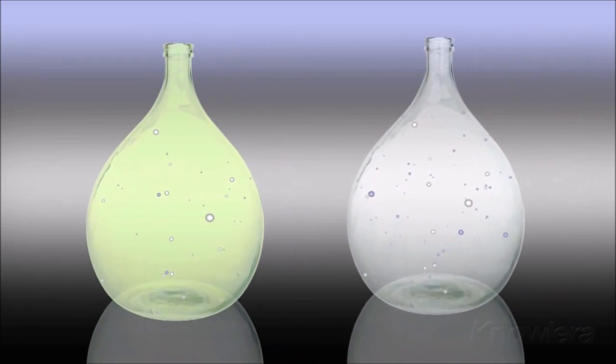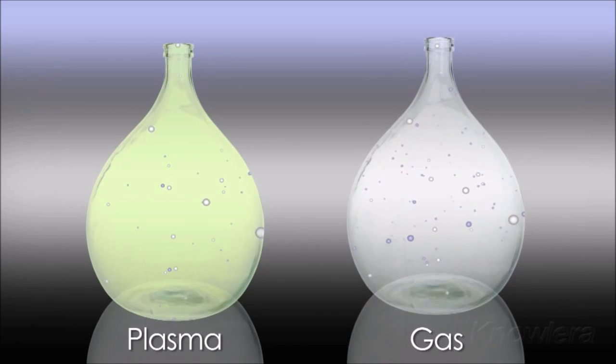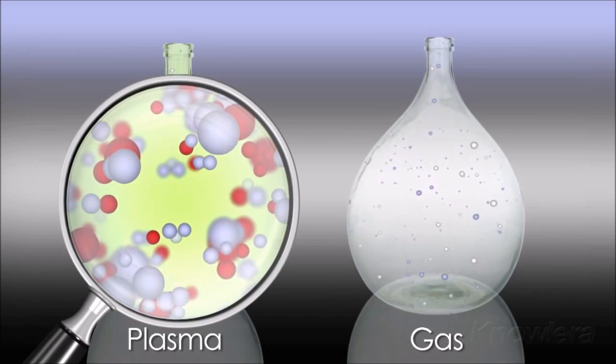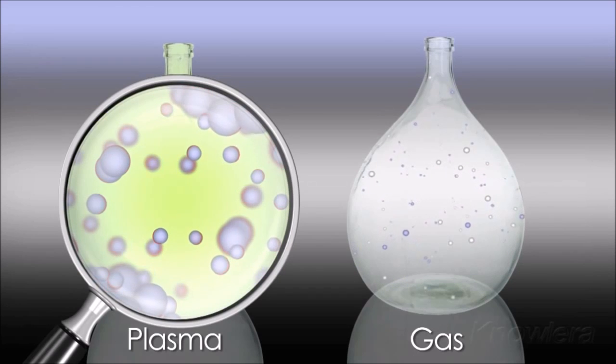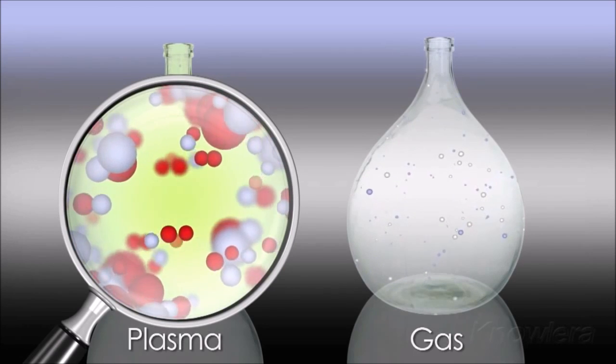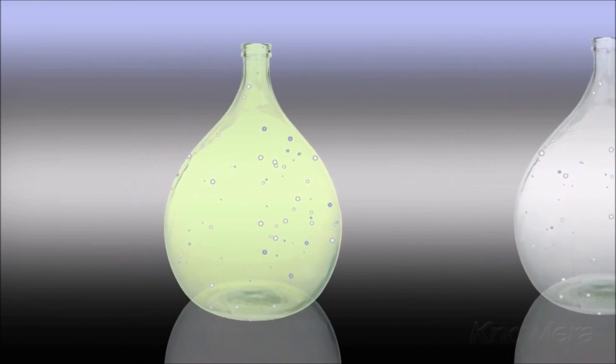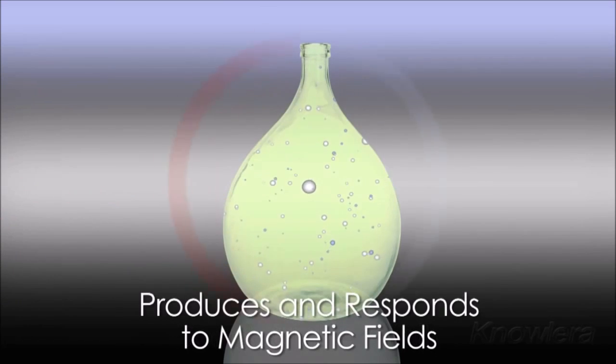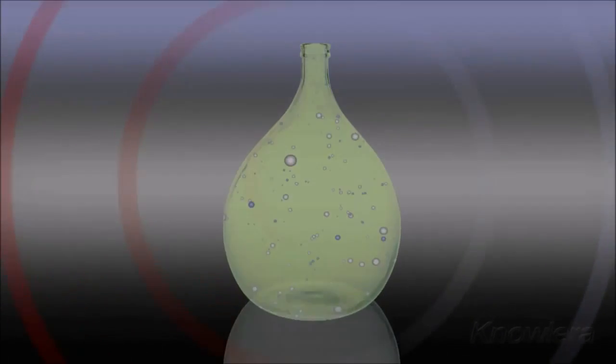Although the properties of plasma are similar to those of gases, plasma and gases are not the same thing. In plasma, electrons are released from their orbits around a nucleus, creating a soup of free electrons and nuclei. Because these charged particles are loose, plasma easily conducts electricity and both produces and responds to magnetic fields.